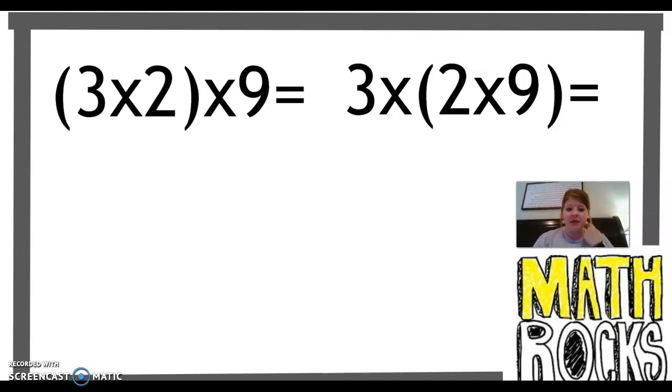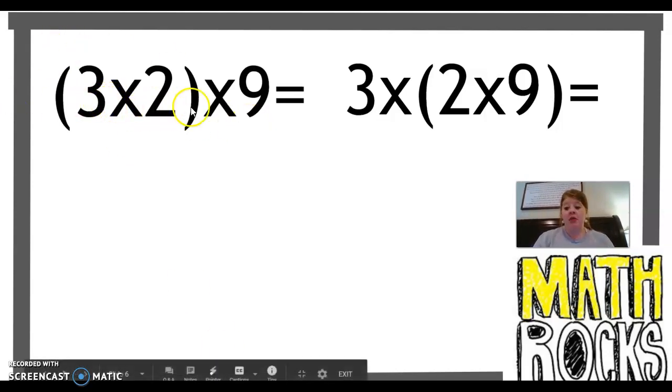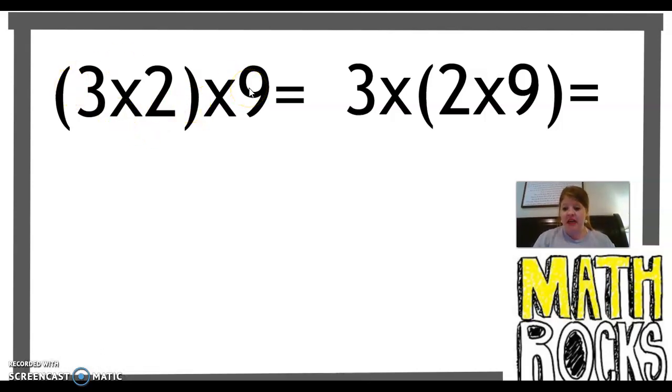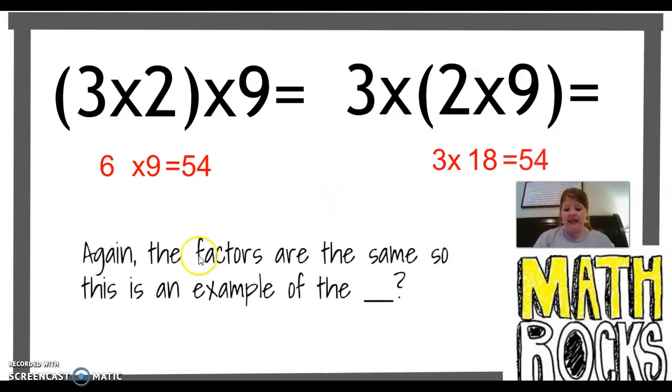All right, then we have these problems. These are all multiplied, or all the numbers are multiplied together. So this can be the associative property. It doesn't matter if you have multiplication or addition, as long as that's the same symbol, it's the associative property. You can multiply it however you want. So 3 times 2 is 6, times 9 is 54. 2 times 9 is 18, times 3 is 54. Again, the factors are the same, so this is an example of the associative property.